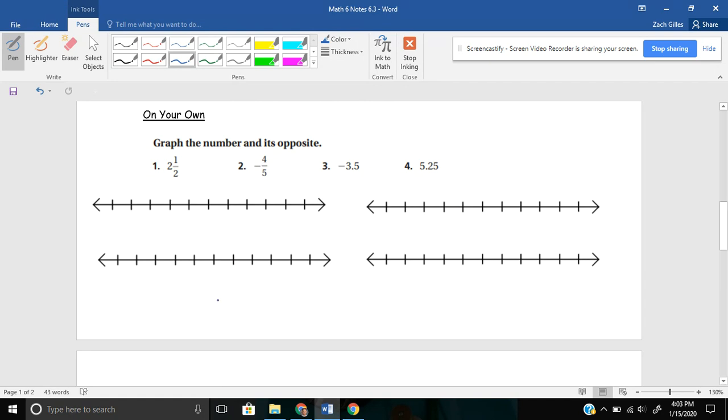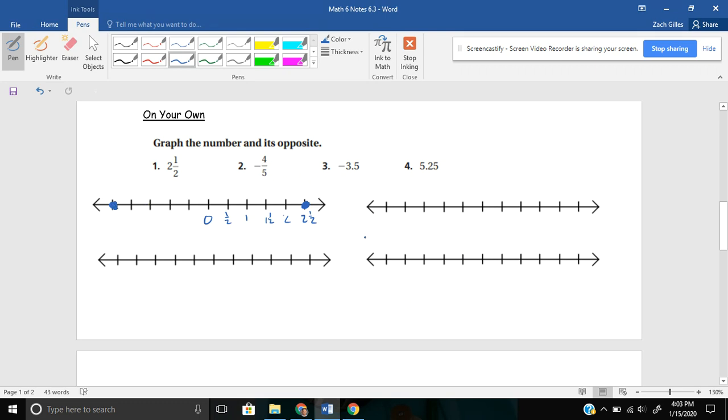All right, so for 1, I've got 2.5. I could go by halves, so a half, 1, 1.5, 2, 2.5, so on and so forth. So 2.5 would be here. This would be negative half, negative 1, negative 1.5, negative 2. Negative 2.5 is the opposite of 2.5.